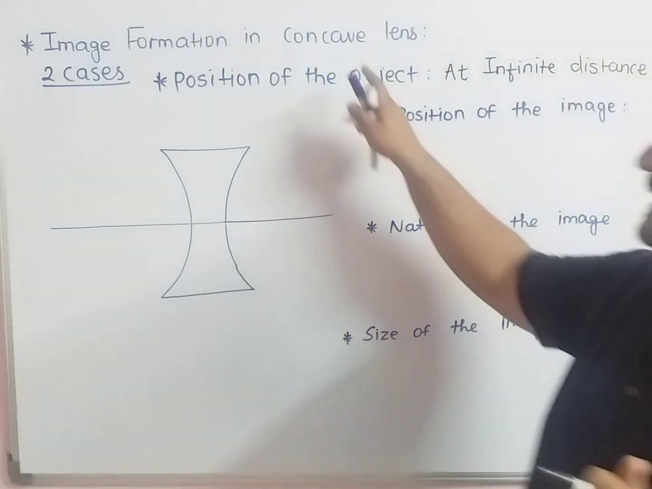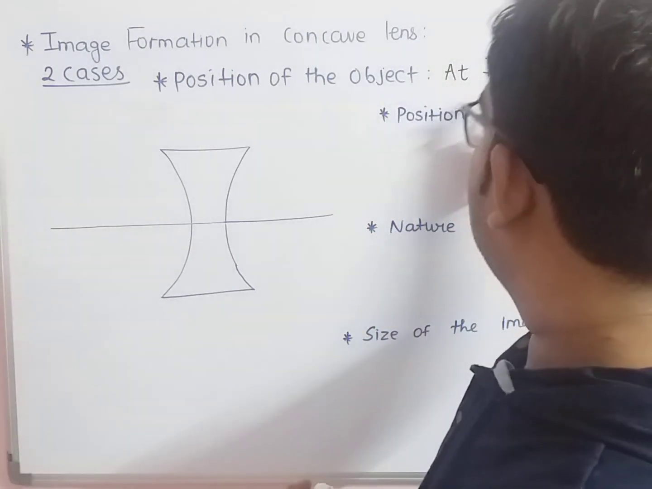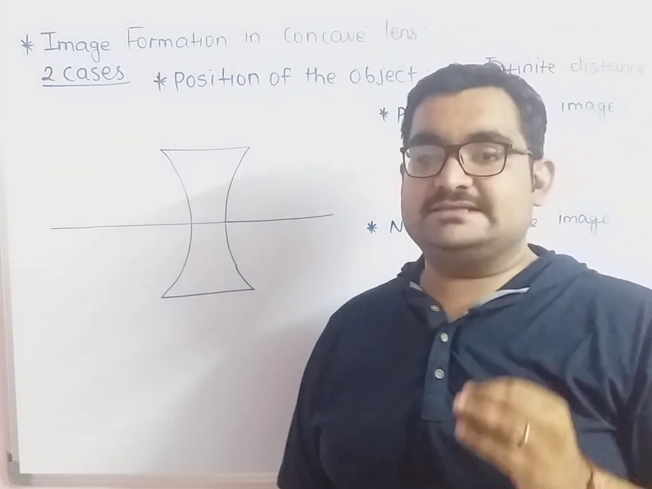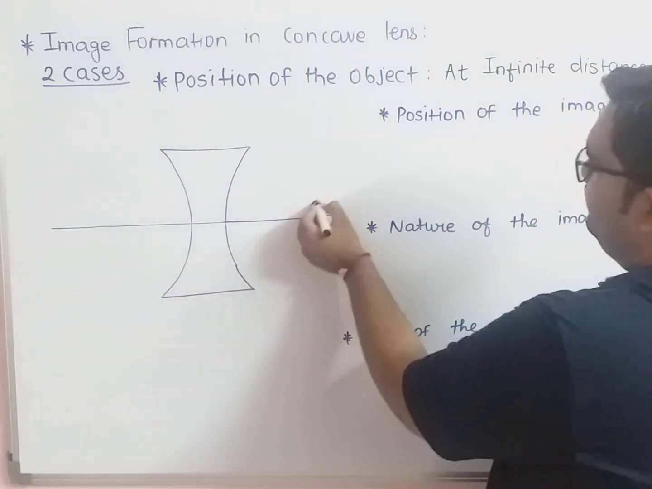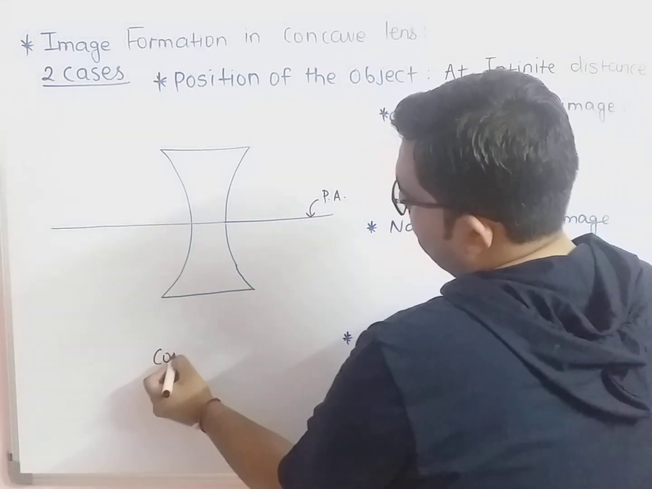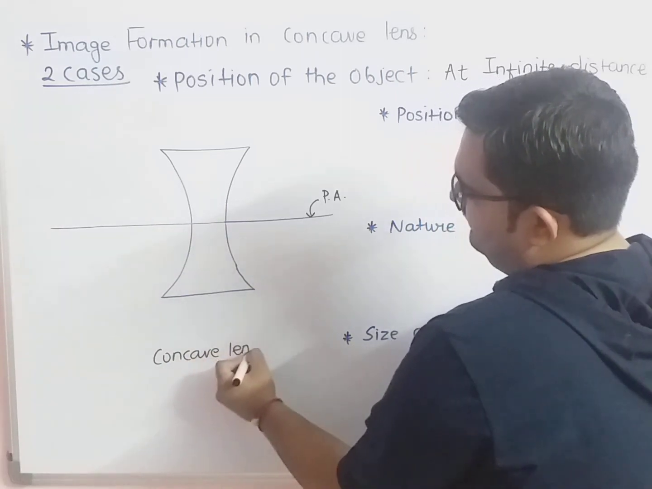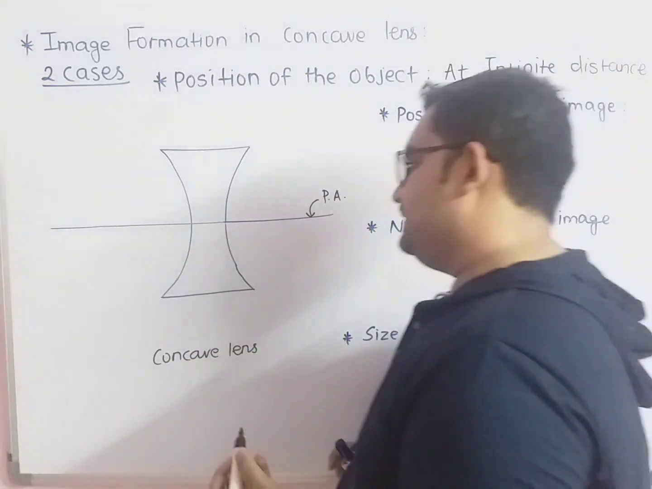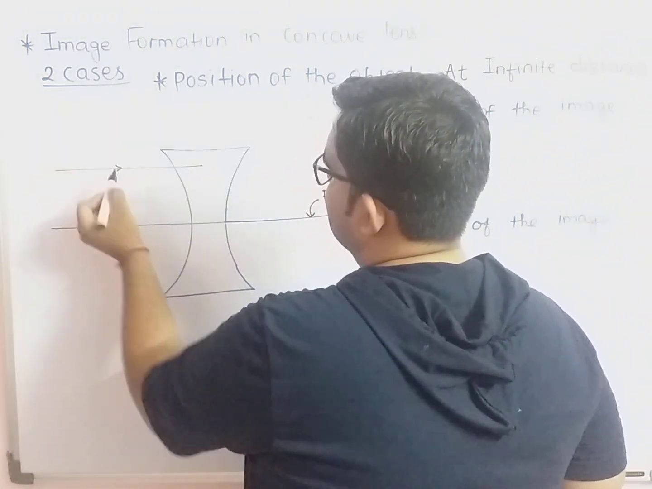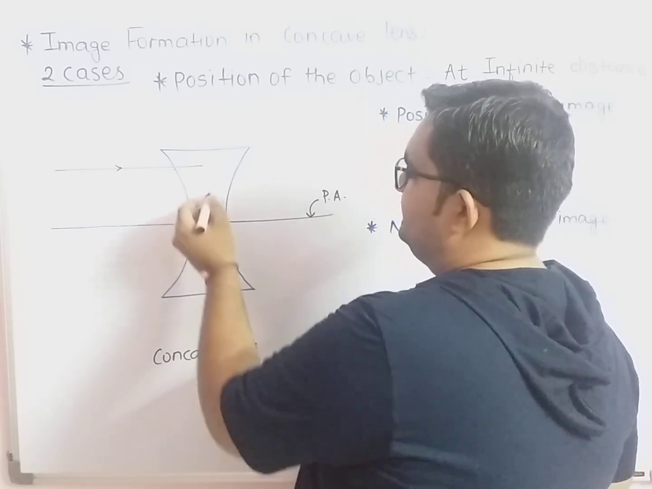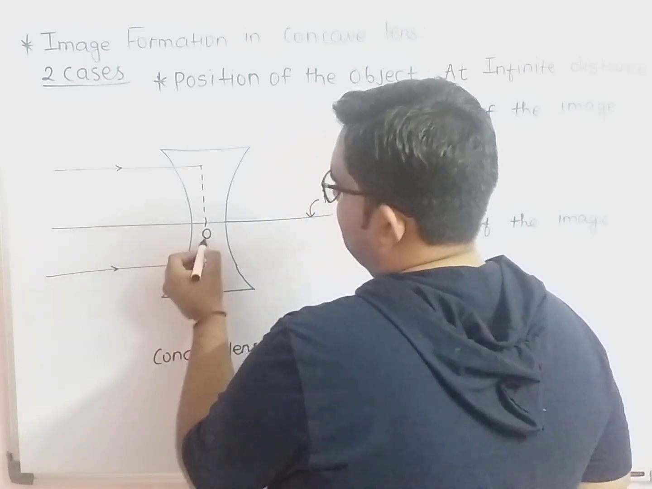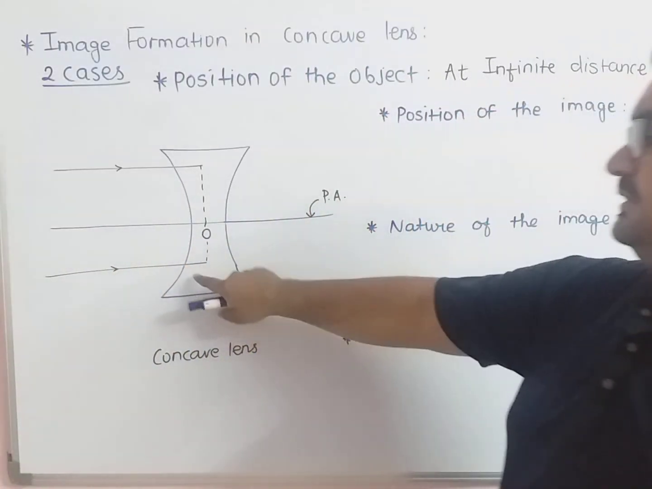So we know in the convex lens case, if the distance of the object is infinite, then the rays become parallel to the principal axis. So this is my principal axis. It's a concave lens. Now here I get two rays. The first one is above the principal axis. Here is the optical center O. Now the second ray is also parallel to the principal axis, below the principal axis.